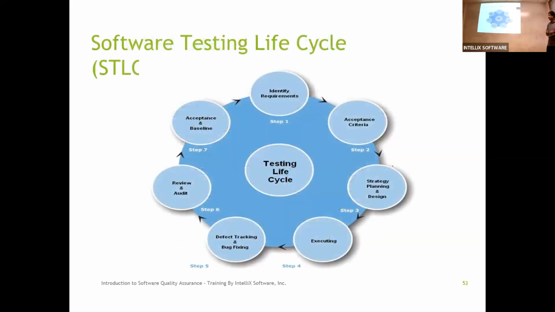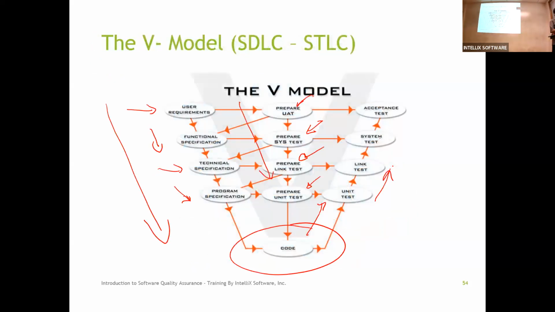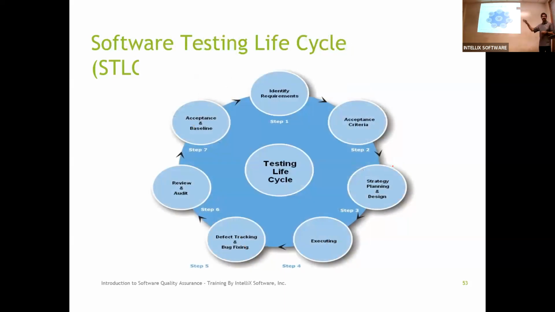So when we talk about the V, the downward slope is all of the strategy, planning and design. The upward slope is the execution. This gives you more insight into how each one of those two circles gets implemented. So they are using both models. This one is the holistic, bigger picture.